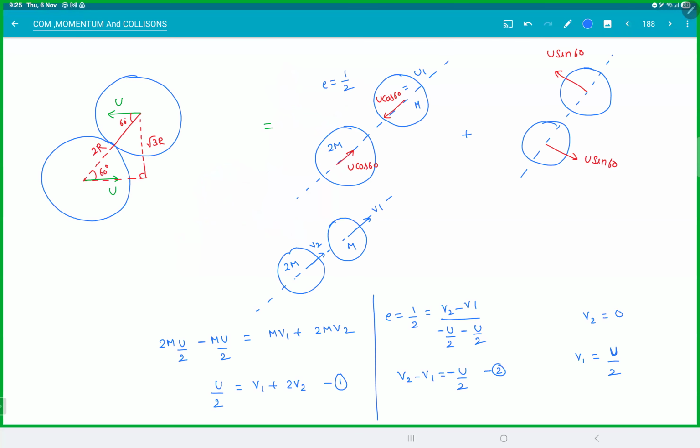Any doubts on this? All clear with this thing? There, that is how you do. So that's what I was saying. If you know how to do head-on oblique, you will be able to handle. Clear? Let's see one more.